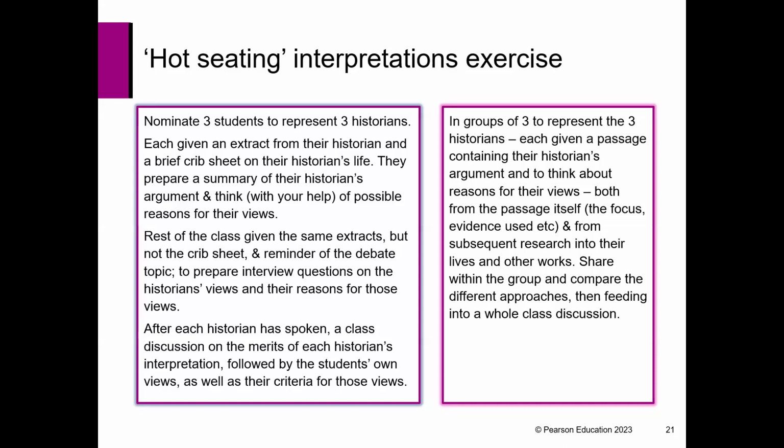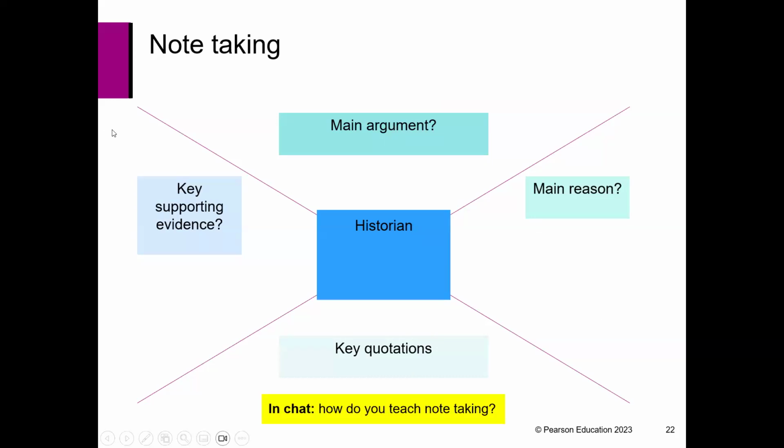So I hope that's given you some ideas of some of the ways in which you can get students talking and thinking about why historians have different interpretations. Let's move on now to note-taking. What I'm showing you here is a suggestion, an A4 note-taking grid they could use in class. And again, they could use the paper one extracts.